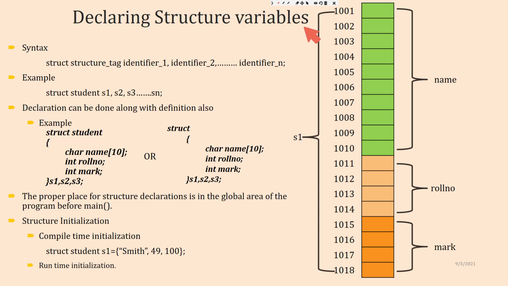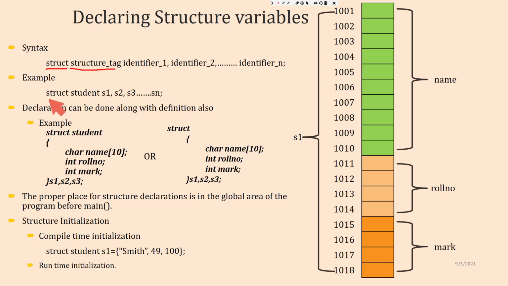Declaring structure variables. One method is, again you have to use the keyword struct. You have to mention the structure tag. Then you have to give identifier 1, identifier 2, up to identifier n. You can use any number of identifiers. For example, we already defined a structure called student. You can declare student like struct stud s1, s2, s3 or sn.